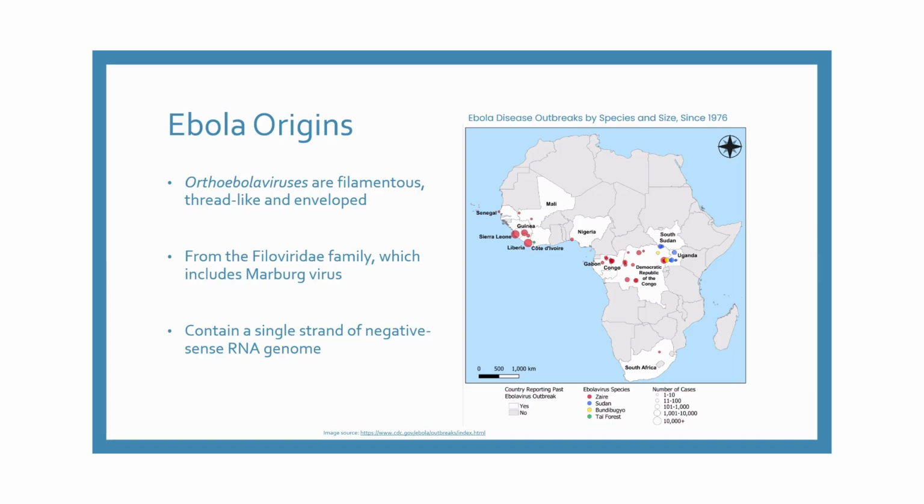And just a quick note on this map image that you see on the slide, you'll see that the Reston strain isn't represented on the map, and I think that's because it's only been known to affect non-human primates to date, but the other 4 are noted on there.